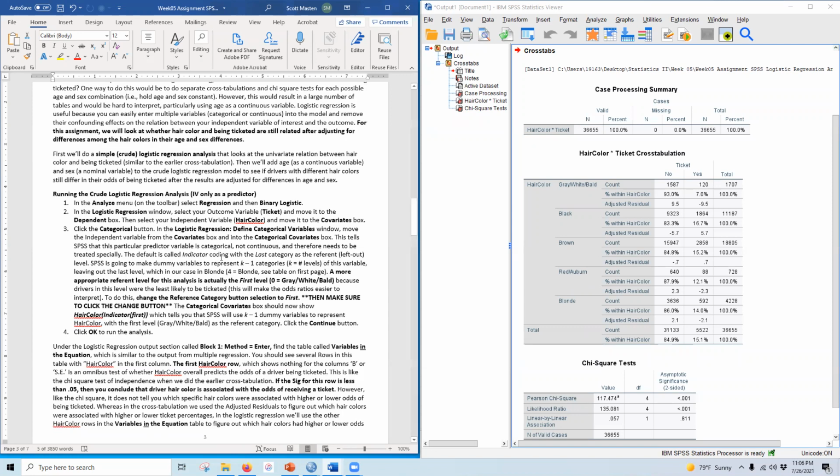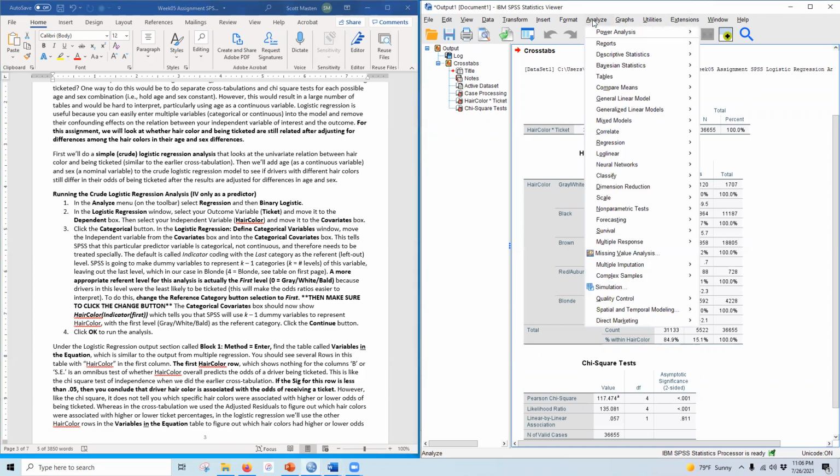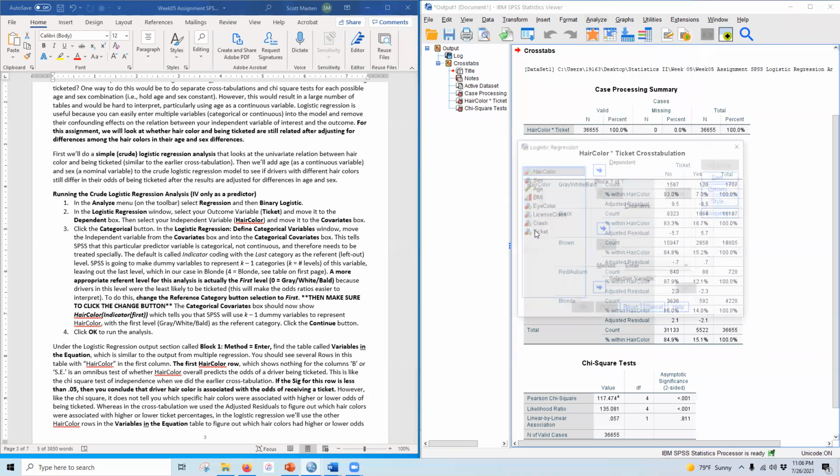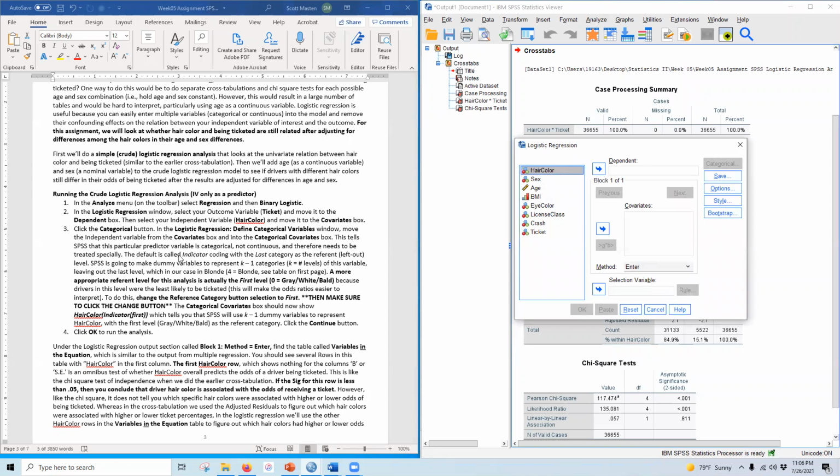So let's do that. Just like in the lecture, we did a chi-square. Now we're going to do a crude logistic regression to see what's going on. To do this, we go to analyze, we go down to regression, but now we go to binary logistic. In binary logistic, we need to move our dependent variable or outcome variable, that is ticket, to the dependent box, and it's going to predict the odds of the level that's coded as 1, right? Then we select our independent variable, that's hair color, boom. We move that to the covariates box.